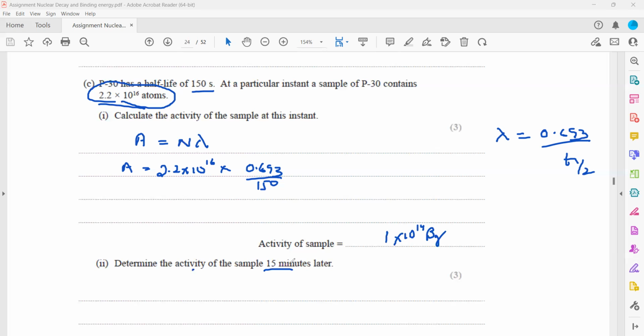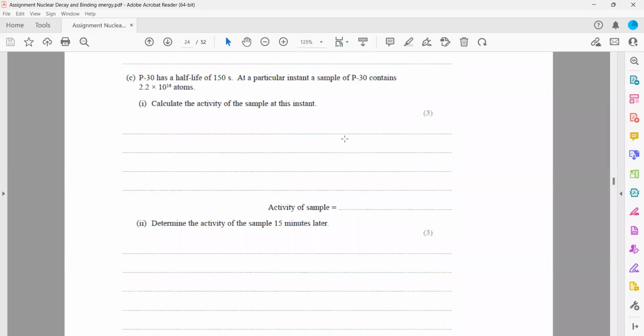Then determine the activity of the sample 15 minutes later. How do we work it out? We use the formula A equals A naught e raised to the power minus lambda t. The new activity is A, the original activity is A naught, which we worked out as 1 times 10 to the power 14. T is the time we want, 15 minutes, but because the decay constant is in seconds, you have to convert this time into seconds. So 15 multiplied by 60.